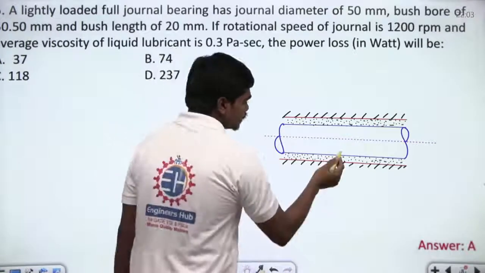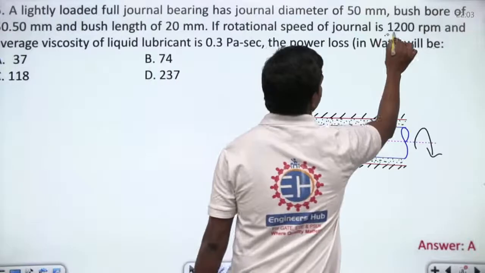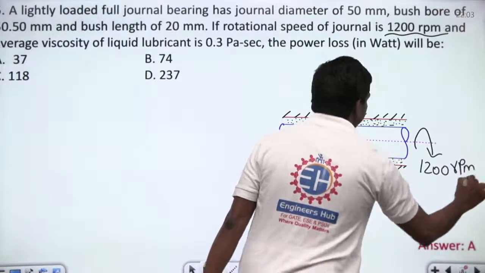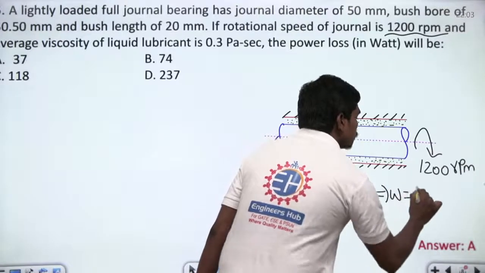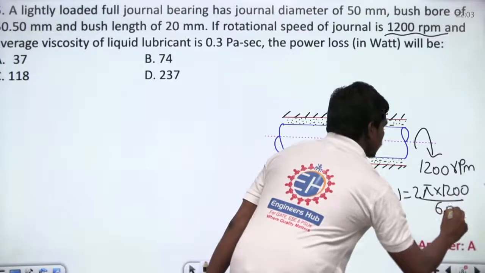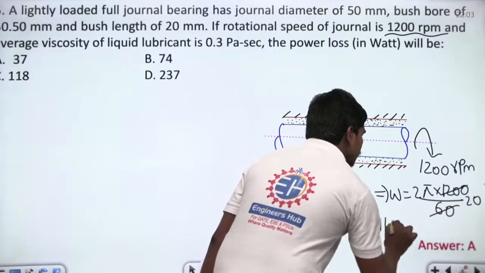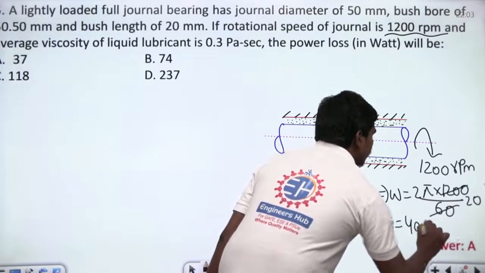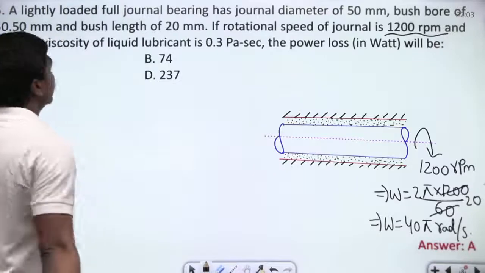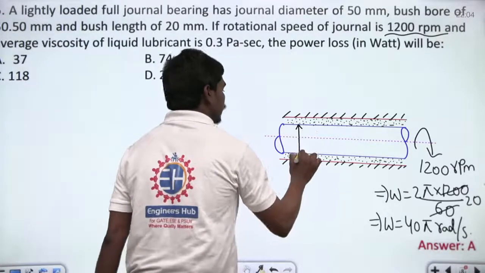This shaft is rotated at some angular velocity, of course 1200 rpm, and that means omega is equal to 2 pi n by 60. So 1200 divided by 60 is 20, so this is 40 pi. Omega is equal to 40 pi radians per second. Fine. The shaft diameter is 50 mm.